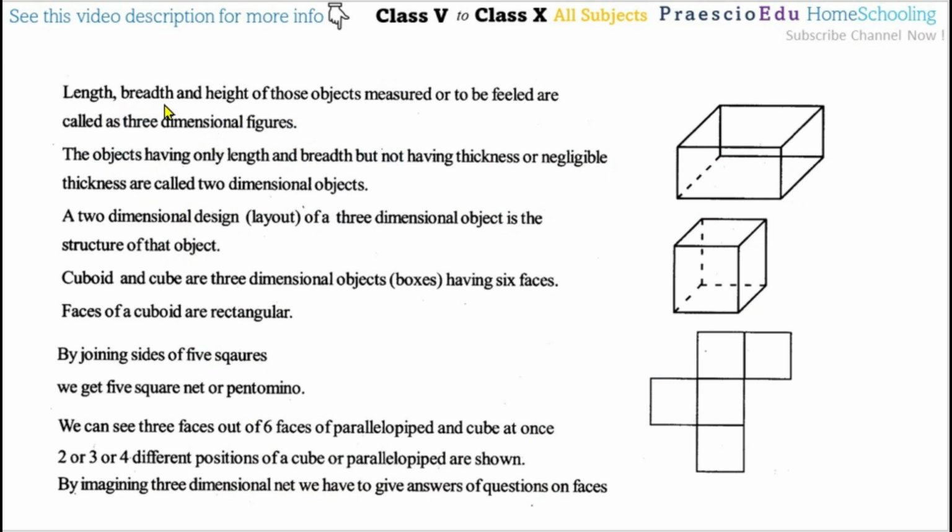So length, breadth, and now the height of those objects, which can be measured or filled, are called a three-dimensional figure. Now in this one, this is a three-dimensional figure. Now this dotted line means that is the back side of this one. Now this area is the front. Okay, now for your understanding, this is the front side or front face.